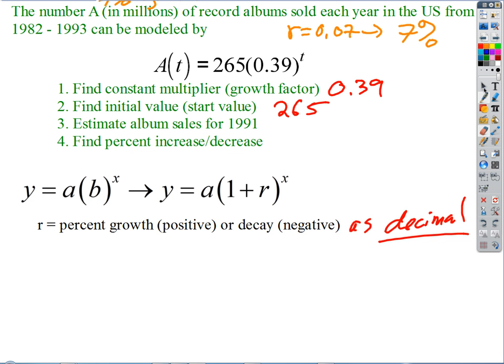Percent increase or decrease for this one. Okay, so this time we've got B, you told me the growth factor was 0.39. So we got to set 0.39 equal to 1 plus R, right? What do I do to solve for R? Subtract 1. That's all I have to do is subtract 1. And I end up with R equals 0.39 minus 1.